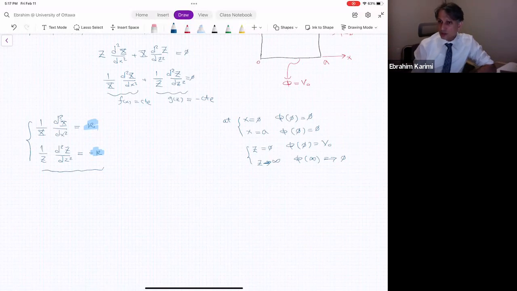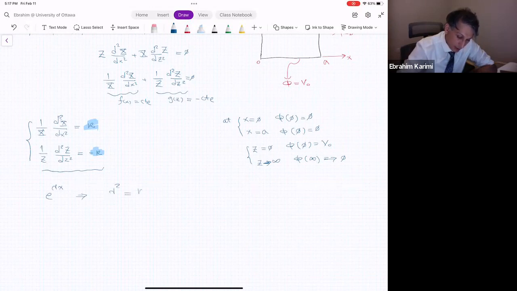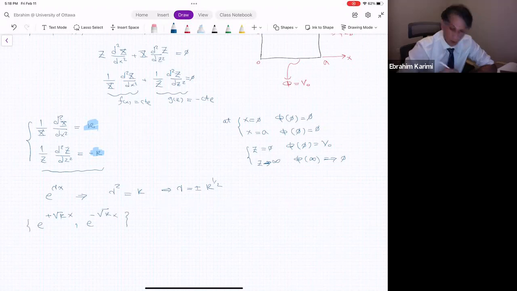The solution that you are usually looking for is e to the power of gamma x, or e to the power of gamma z. Let's go with one of those. So if you go with e to the power of gamma x, then from the first equation I get gamma squared equal to kappa. So gamma is equal to plus or minus the square root of kappa. That will be e to the power of plus square root of kappa x, or e to the power of minus square root of kappa x, or some combination of these two.